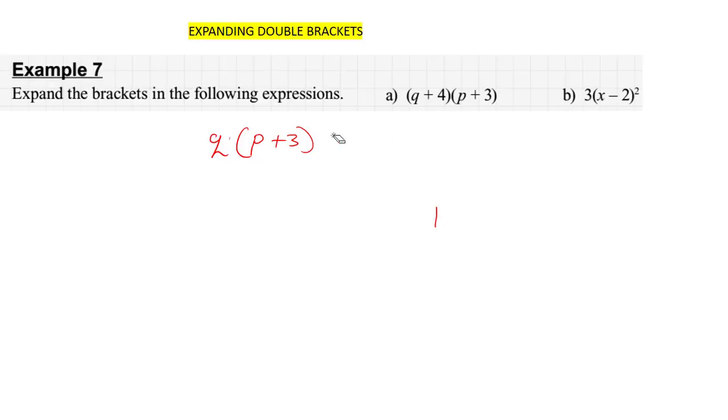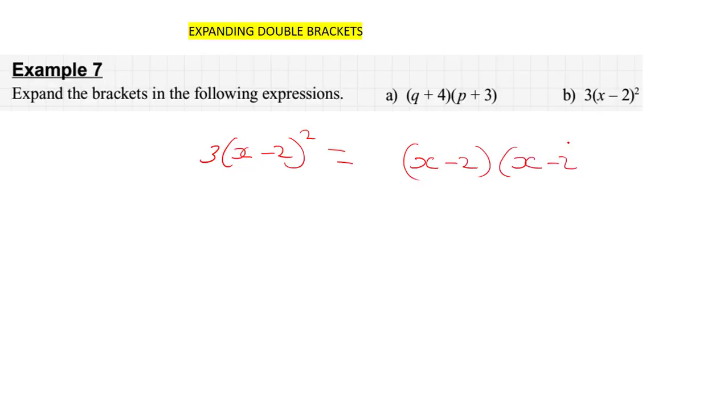Okay, now with the second part, you will need to think about what we call BIDMAS. So I've got 3(x minus 2) squared. Now the first thing you need to do with this one is to basically do the indices first. So I'm going to do (x minus 2) squared. Now when you do (x minus 2) squared, it basically means that you're timesing (x minus 2) by (x minus 2). That's what this squaring is. Now once you've done that, then you can just times by 3 after. So you can just put this 3 in front, and I can deal with it later.